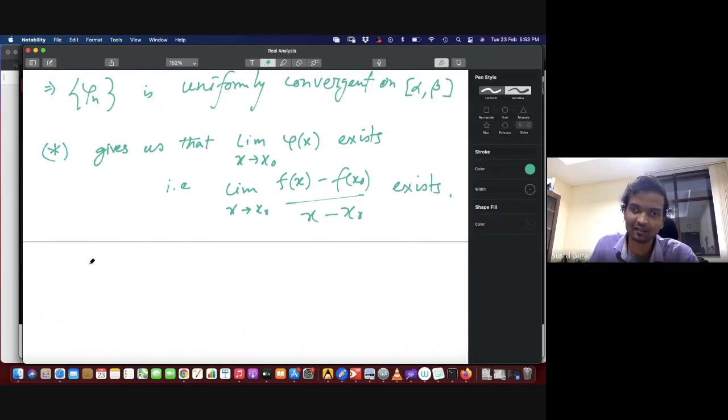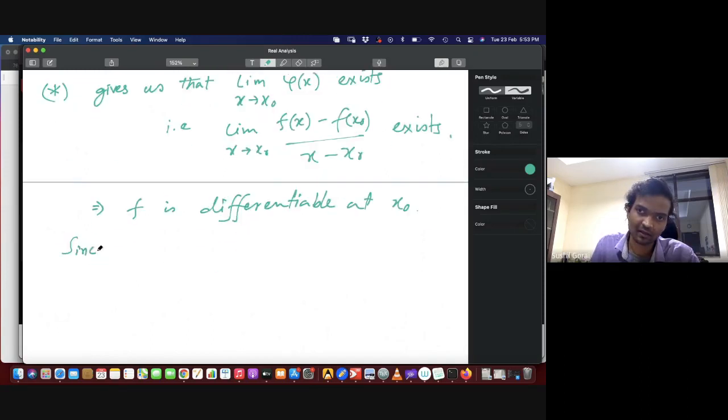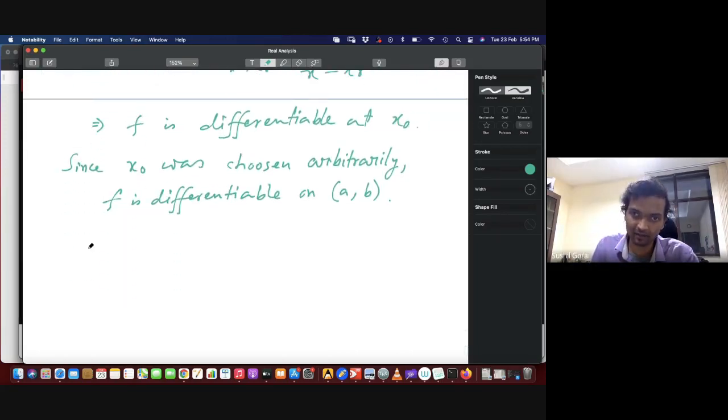So this implies f is differentiable at x naught. Since x naught was chosen arbitrarily, f is differentiable on the open interval AB, right? And now what is f prime x?